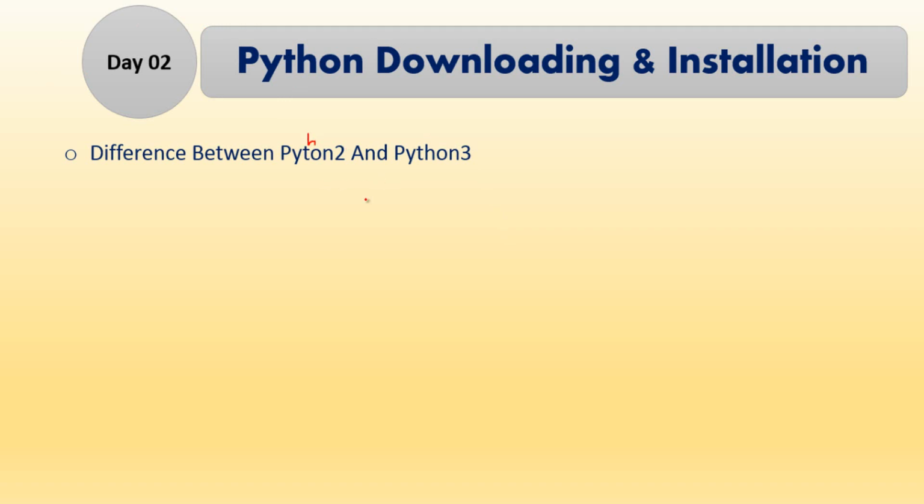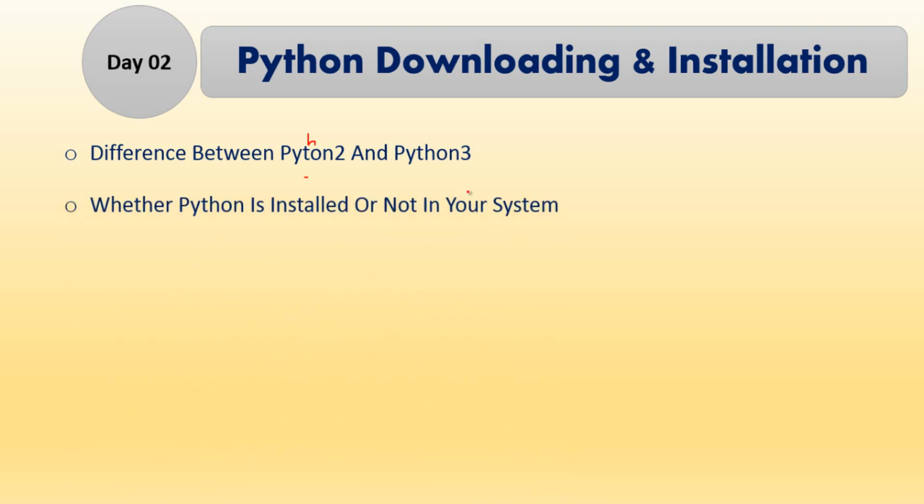So I will discuss with you about Python 2 and Python 3. These are two different versions that are released to work with Python programming. So I will discuss with you what the differences are between Python 2 and Python 3.